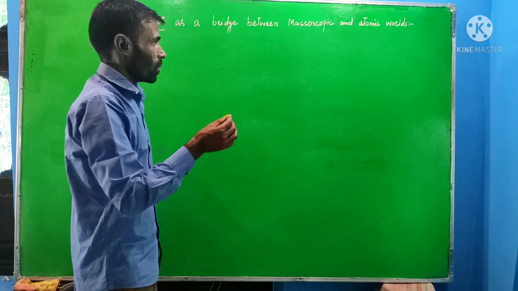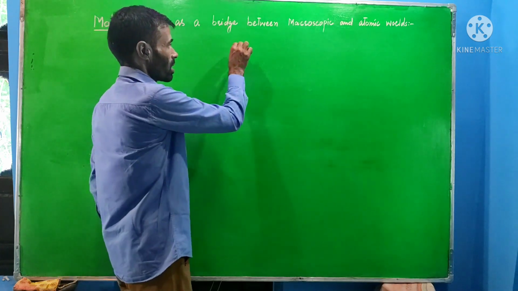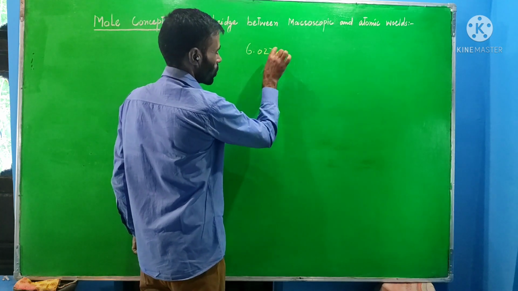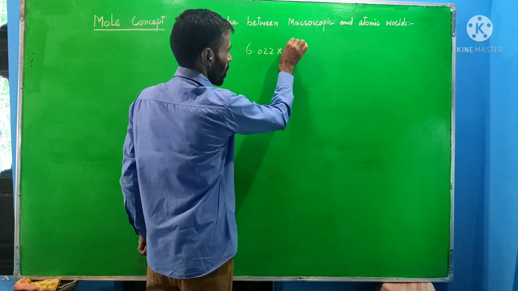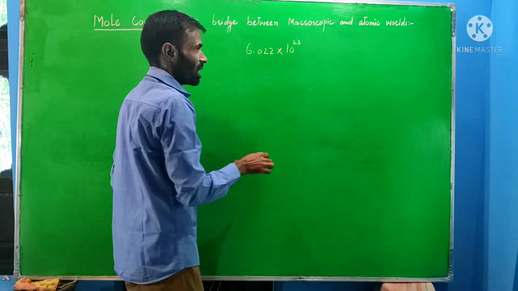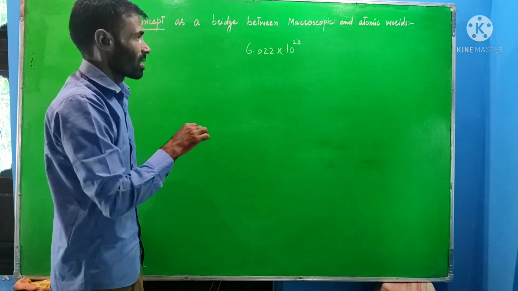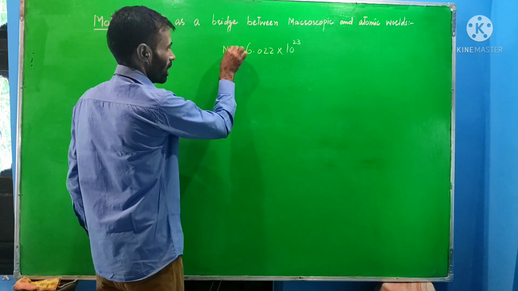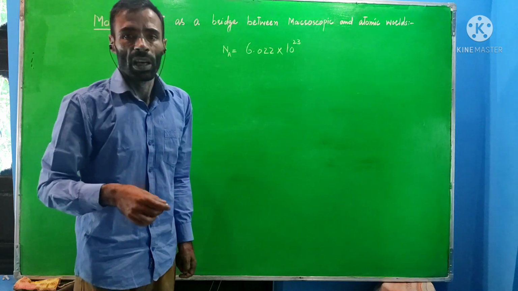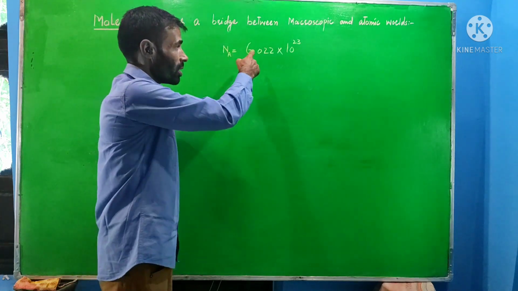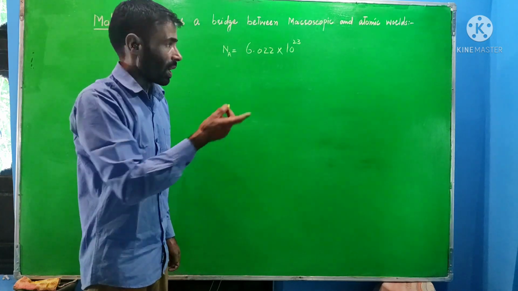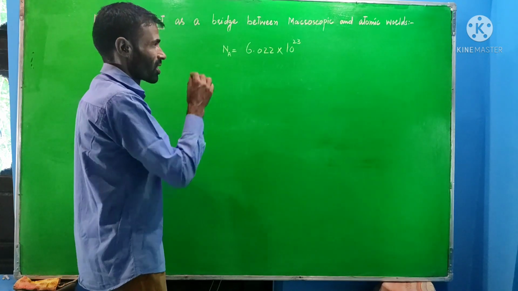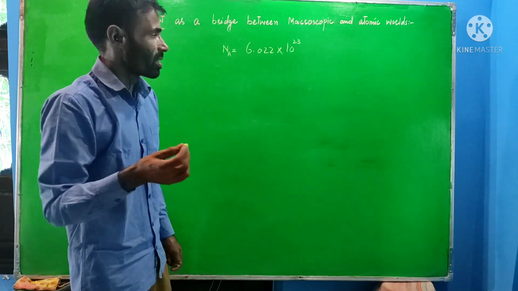First of all, we have seen this number: 6.022 into 10 raised to the power 23. We have seen this number from our 9th class. We call this number the Avogadro constant, denoted by Na. This is one of the largest numbers. It is difficult to comprehend. Now I will take some examples so that you may understand how large this number is.